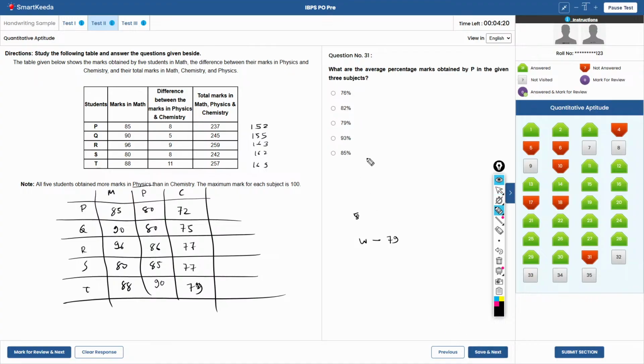The average percentage marks obtained by P in the given. So it's close to, I don't know. The total is 237 upon 3. So this is going to be 7. So 80 minus 1. What was I doing? Find the difference between the marks obtained by T in physics and marks obtained by P in chemistry. So 18.